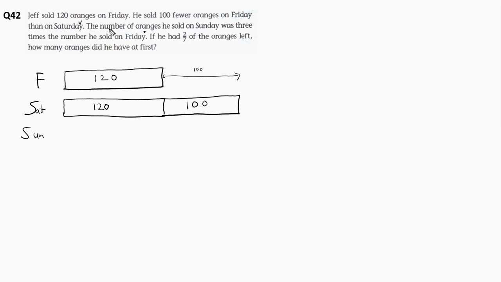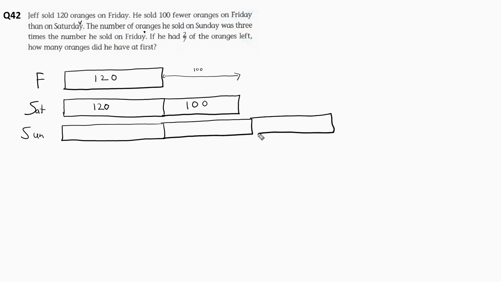Okay, right now. The number of oranges he sold on Sunday was 3 times the number he sold on Friday. So Sunday has 3 times this amount. So that's 1, 2, 3 blocks of 120.